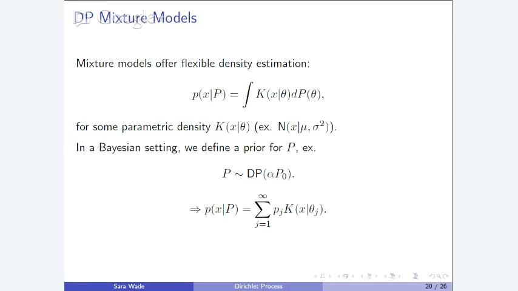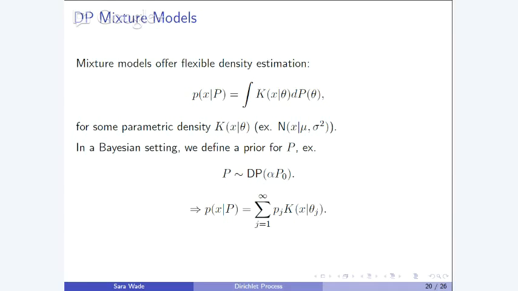Okay, so the most popular application of Dirichlet processes is to mixture models. So we said that the Dirichlet process is discrete with probability 1, and in many applications we don't want a discrete probability measure. So one way to overcome this is to convolve the Dirichlet process with a continuous, so some parametric density. Then we get a prior on the space of densities or probability measures which are continuous almost surely.